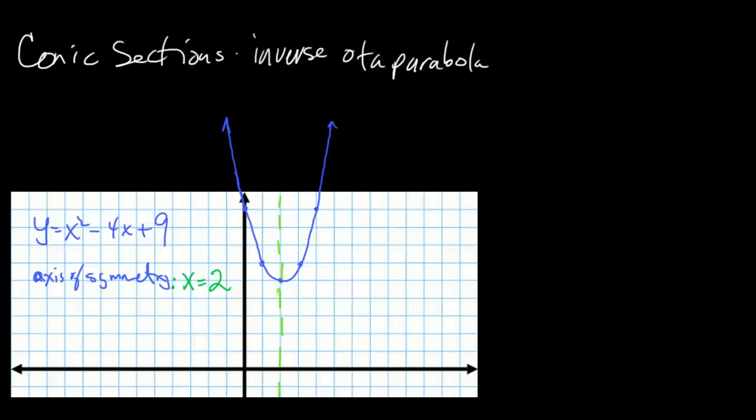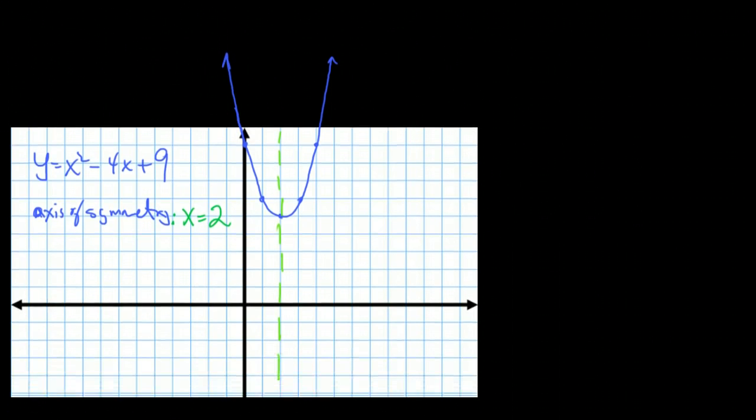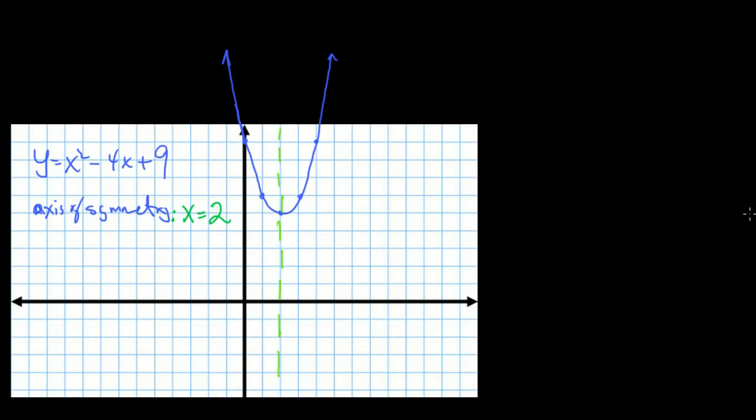In the last video, we saw how to sketch the graph of the equation y is equal to x squared minus 4x plus 9, and it looked a little bit like this, where we had an upward facing parabola that had its vertex at the point (2, 5). (2, 5) is the vertex. We didn't have any roots because it started above the x-axis and went up infinitely.